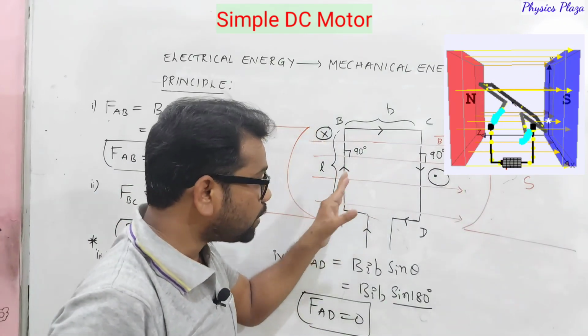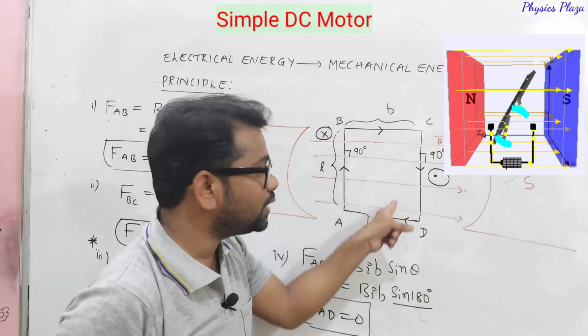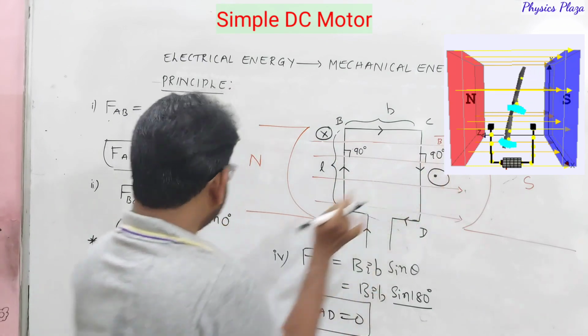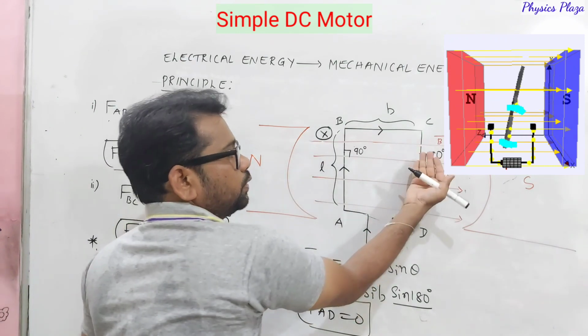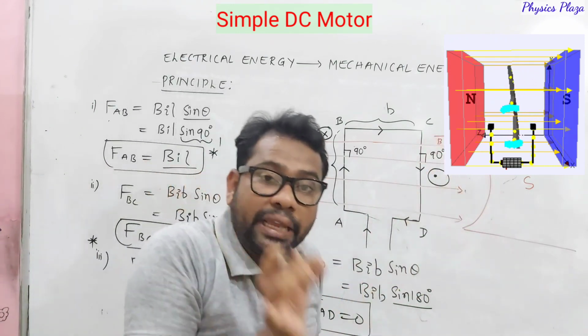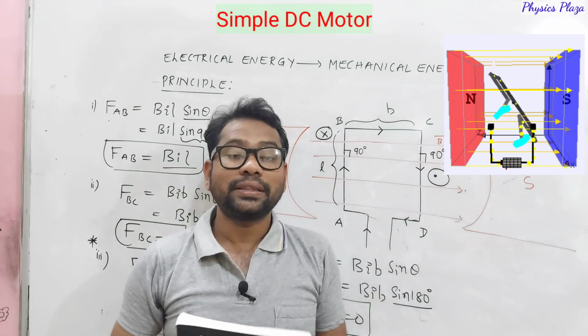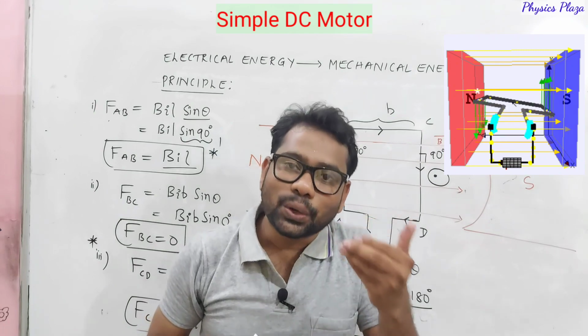In this case, one more very important question: what is the net force acting on the current carrying rectangular coil? Zero. Why? Two equal forces, F equals BIL, one into the board and one out of the board. Both equal and opposite forces are acting, which means the net force is 0. But there will be a couple, a torque which causes rotation.